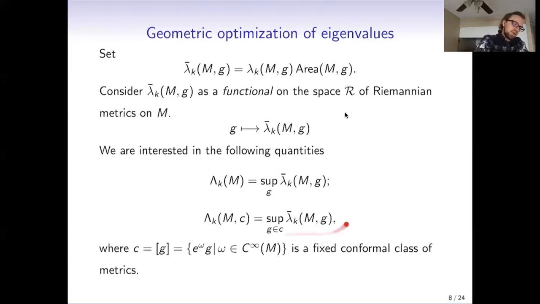And we're going to be looking at exactly those quantities, and that's the main object of the lectures. The basic questions are: are these quantities finite? If they're finite, what is the exact value? And what are the metrics that achieve the value, if they exist? Those are three basic questions for any optimization problem.